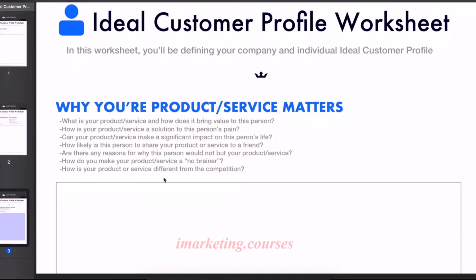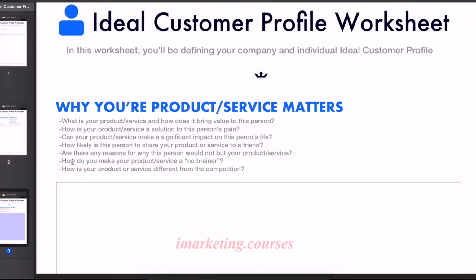The next one is, are there any reasons why this person would not buy your product or service? Why I put this one in is because it's an objection. You want to make sure that you understand any reasons why someone wouldn't buy your product or service, so you can make changes to your pitch or maybe your product or service itself so that you can eliminate these objections ahead of time.